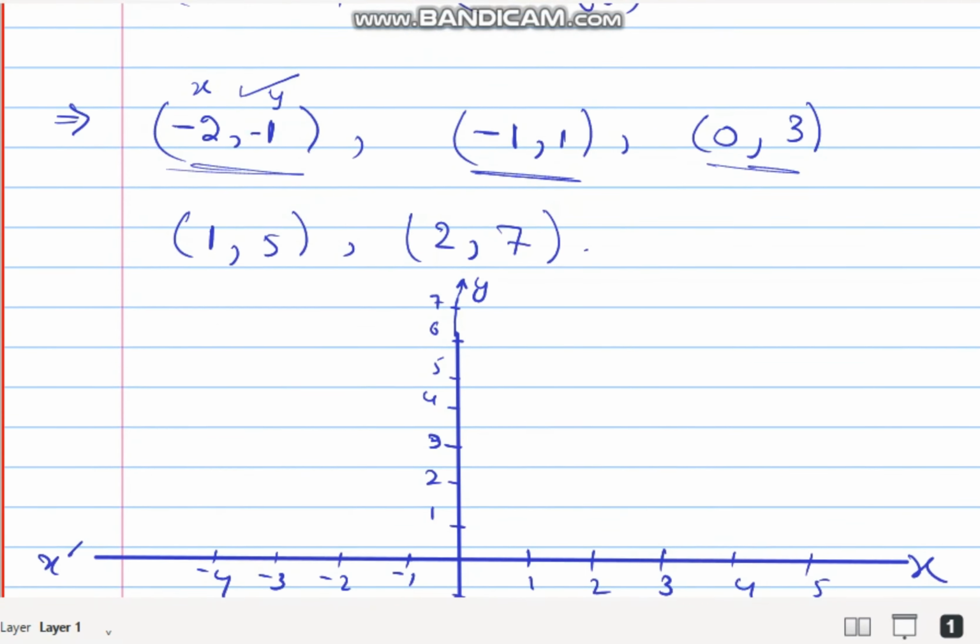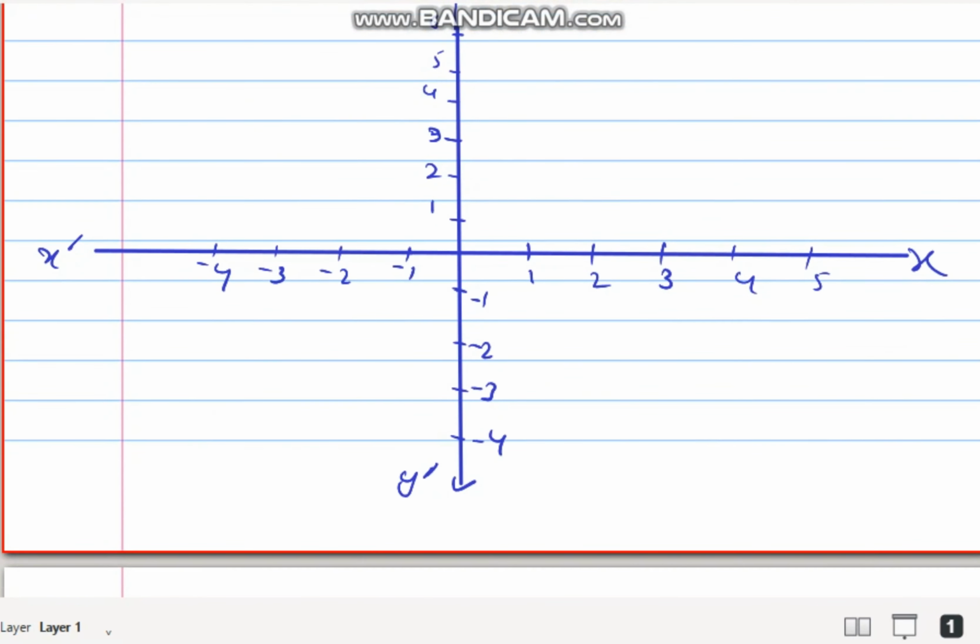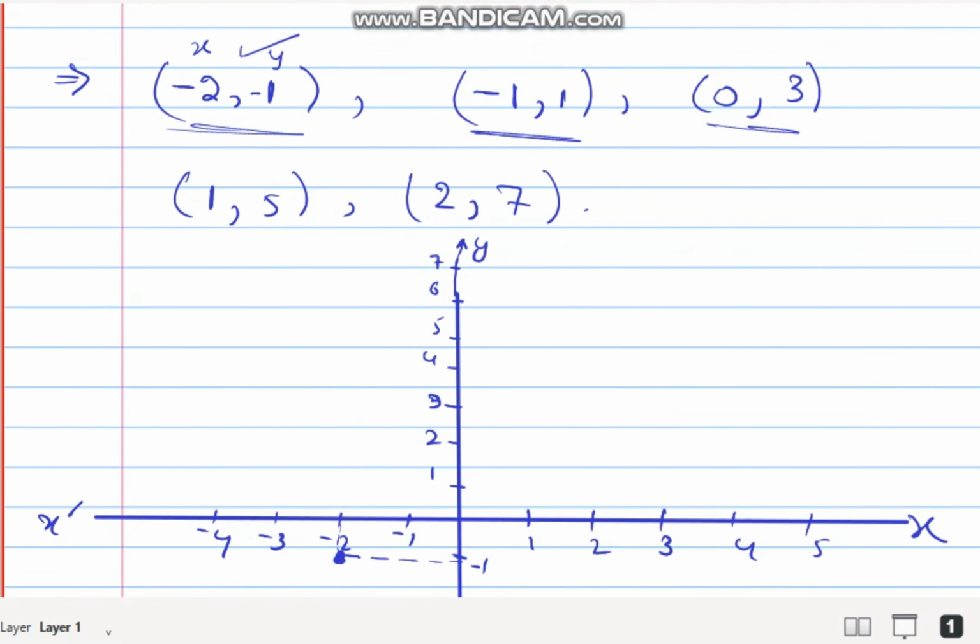Now we will just go for the first point. Minus 2 and minus 1 lie there. This is our first point. Okay, good. And what is our second point?